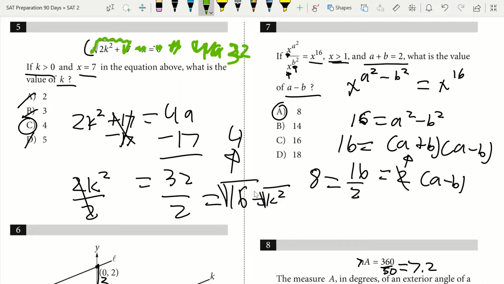32. Okay, now that's gone. At that point, I divide each side by 2. That's going to give me 16. So now I'm going to have 16 then equals k squared. Square root 16. That's going to be 4. So my answer there is correct.